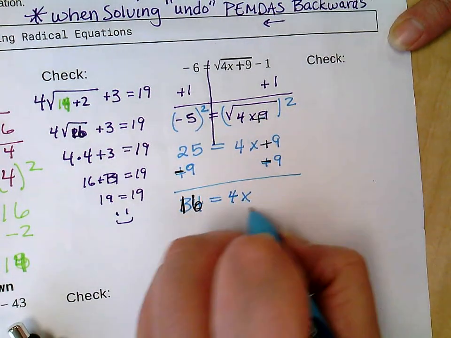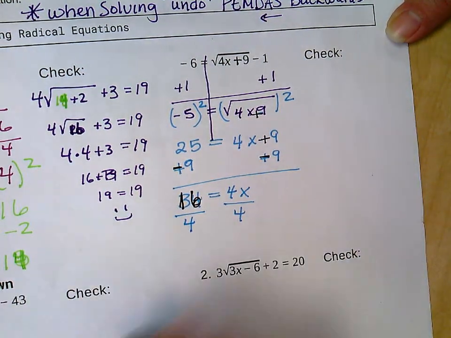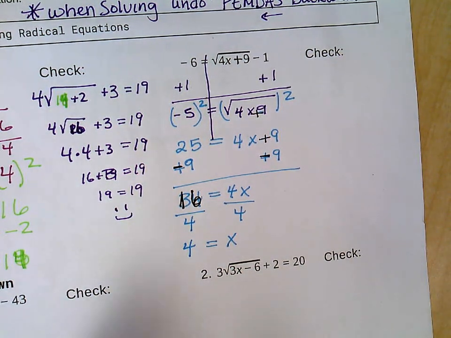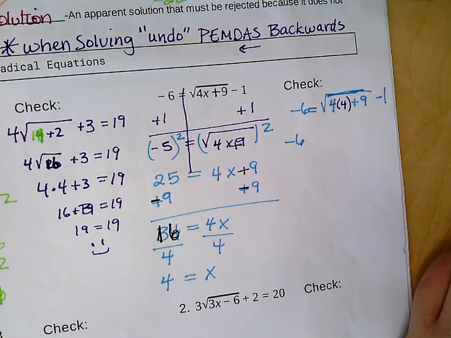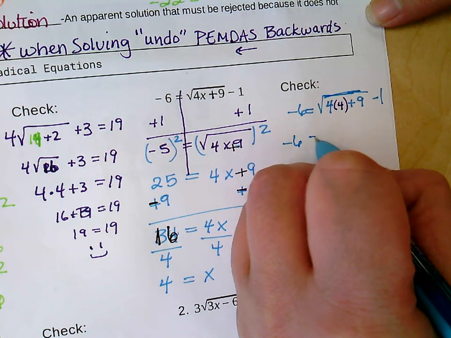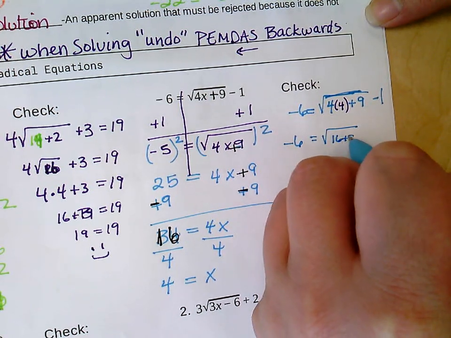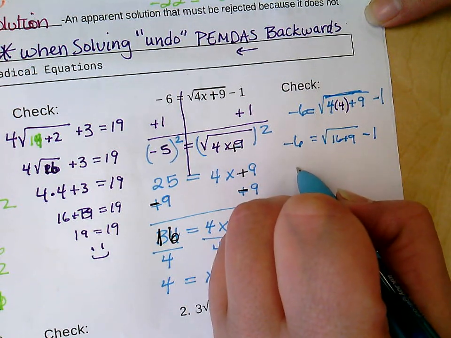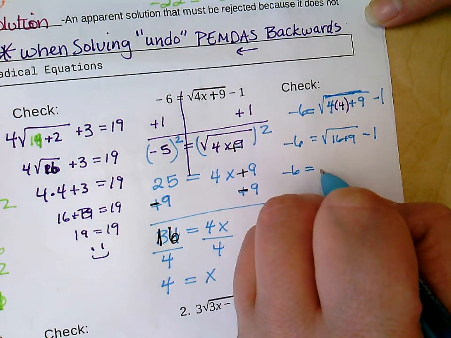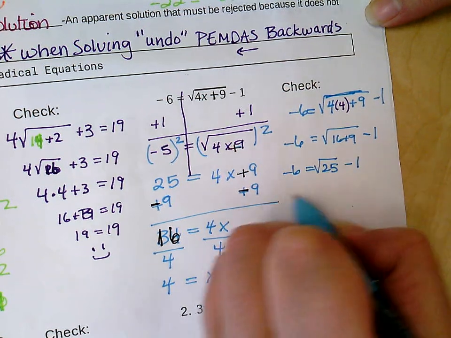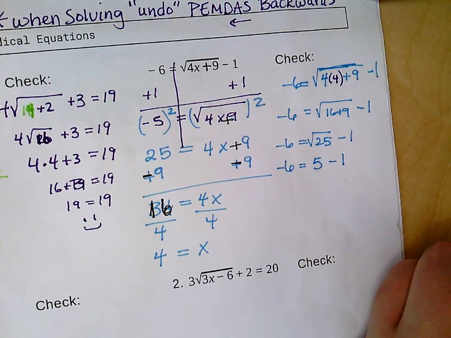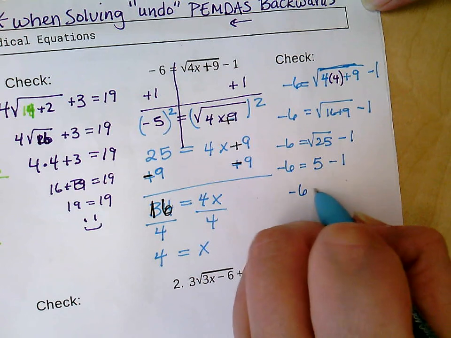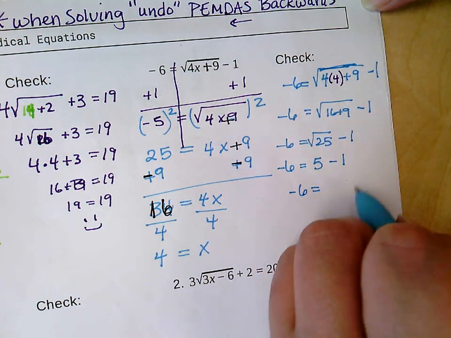4x divided by 4, and I get x equals 4. Okay, now check it. See if it works. Okay, so negative 6 equals square root of 16 plus 9, minus 1. Negative 6 equals square root of 25 minus 1. Negative 6 equals 5 minus 1. Watch what is happening here. Negative 6 equals, what's 5 take away 1?